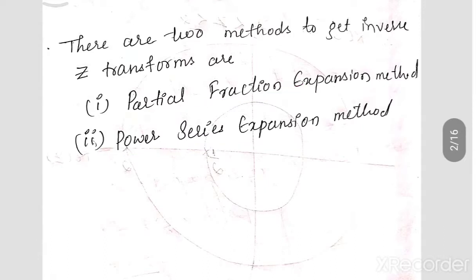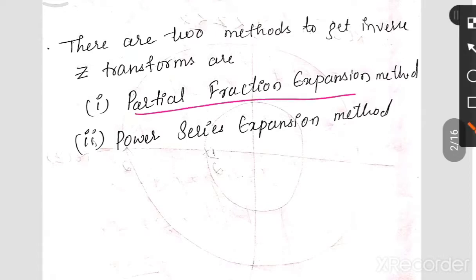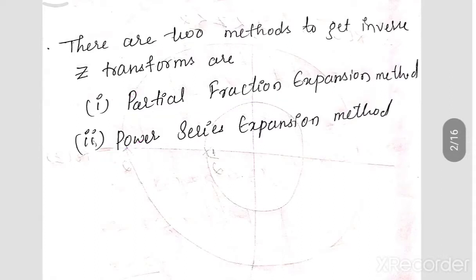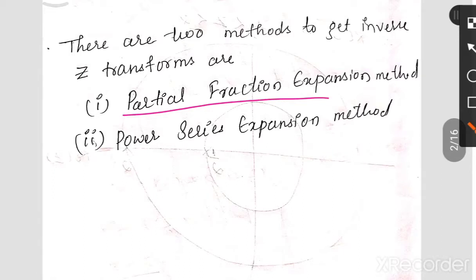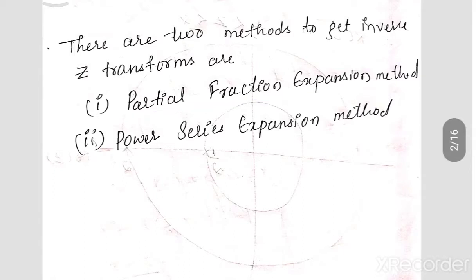If a particular method is specified, then you can go for it, or any one among these can be used while solving the numerical. We'll discuss both of them. Today in this lecture, we are going to discuss only the partial fraction expansion method. So let's see how that can be done.